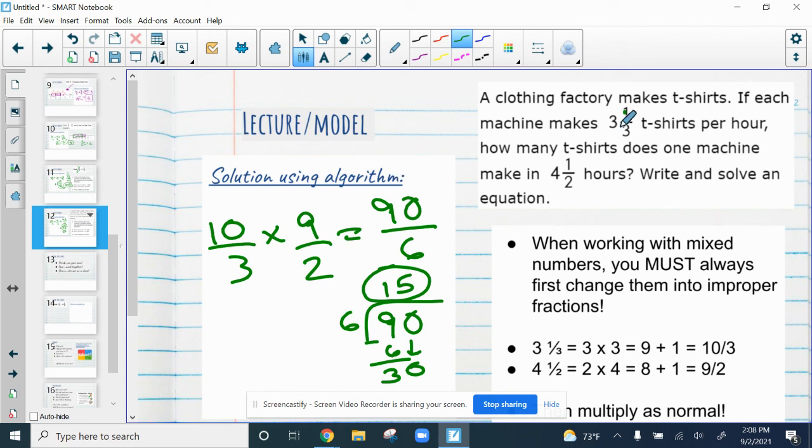3 1/3 t-shirts per hour times 4.5 hours gives you 15 t-shirts. And again, we changed our mixed numbers into improper fractions, multiplied the tops together, multiplied the bottoms together, and then divided to simplify. Those are our 3 major steps today.